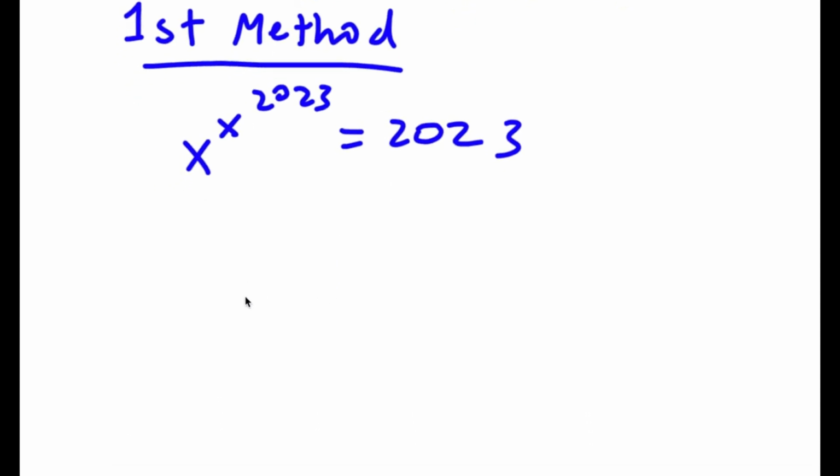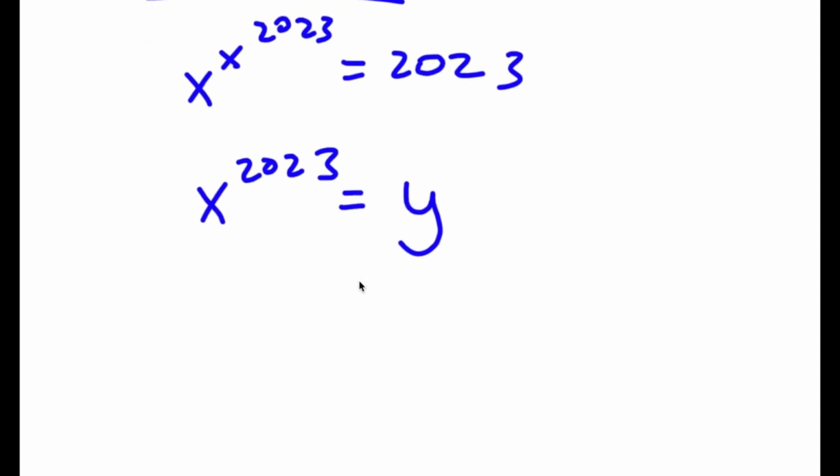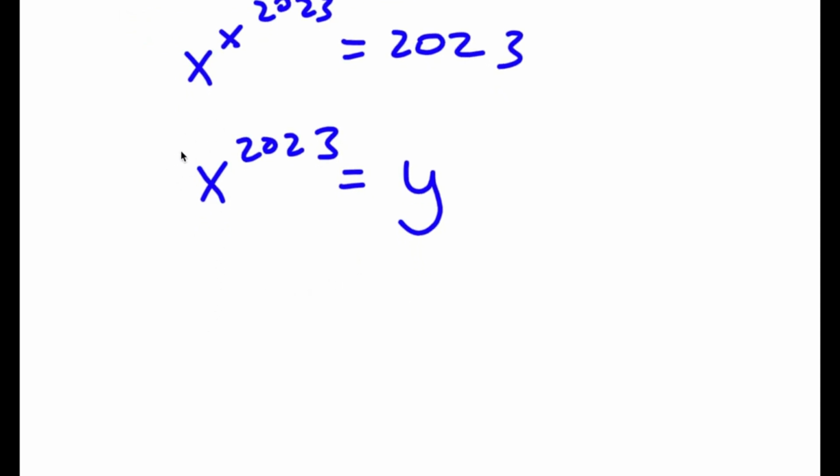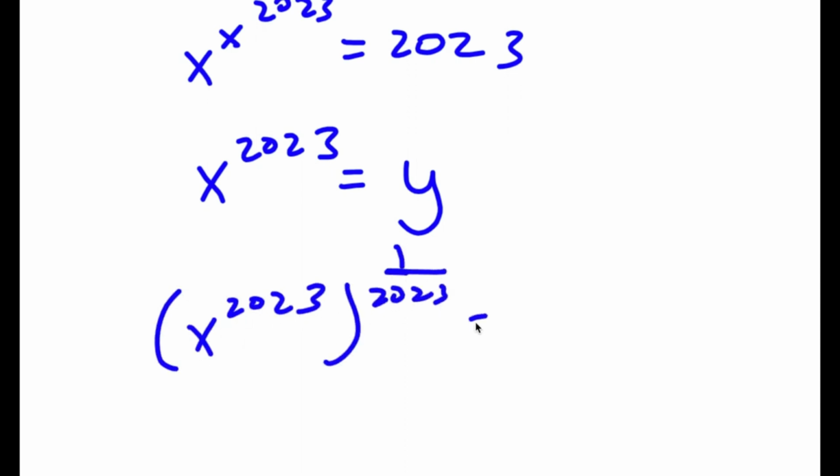Now I'm going to set x to the power of 2023 equal to the variable y. So if this is true, now if I take the power of 1 over 2023 on both sides, I get x to the power of 2023 to the power of 1 over 2023 is equal to y to the power of 1 over 2023.